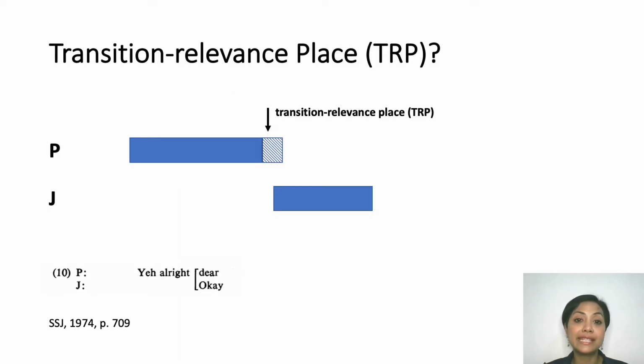So here we have a schematic diagram of a TRP based on the extract that we've seen just now. We have speaker P and J. The TRP is a space where speaker P may end his or her turn. In that extract, speaker P does not stop and continues. So there was a period where both P and J produce overlapping talk, or overlap in short. Okay, now let's return to Rule 1.